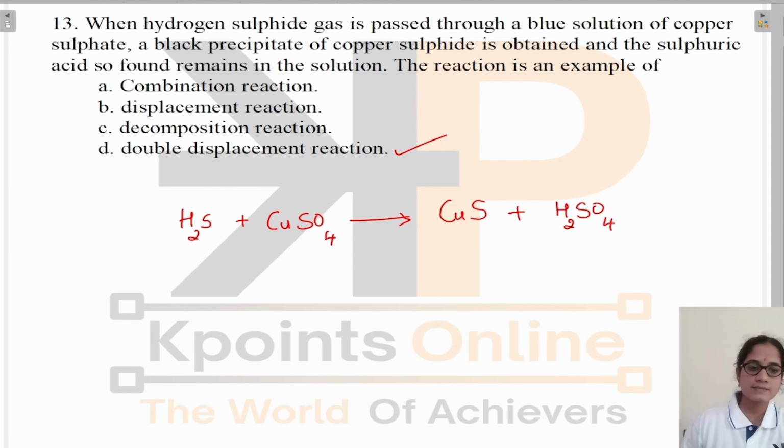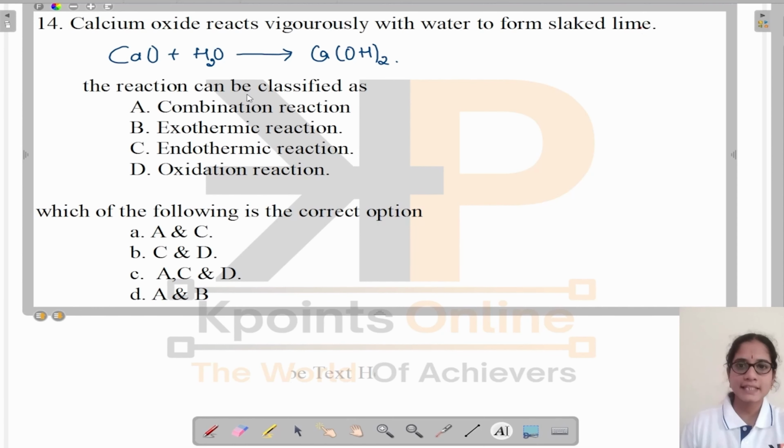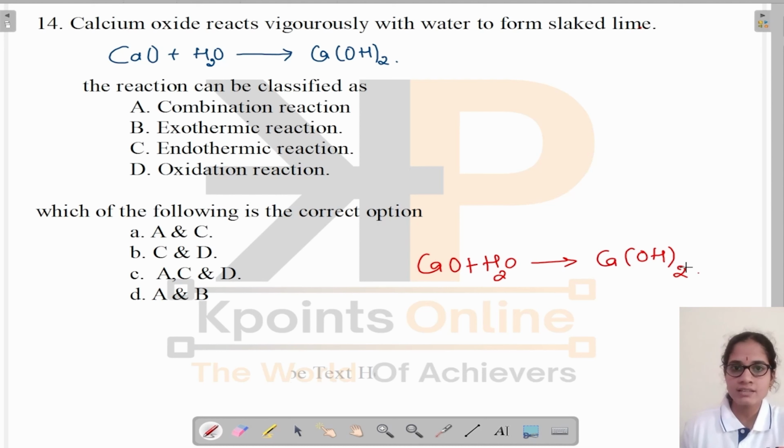Next, the question is, calcium oxide reacts vigorously with water to form slaked lime. The reaction can be classified as combination reaction, exothermic reaction, endothermic reaction, oxidation reaction. Then options given here are A, B, C and D. First we have to see the reaction. Which type of reaction is it? Calcium oxide reacts with water to form calcium hydroxide. This is a reaction. Clearly we can see here that this is a combination reaction as there is a formation of only single product. So it is sure that it is a combination reaction.